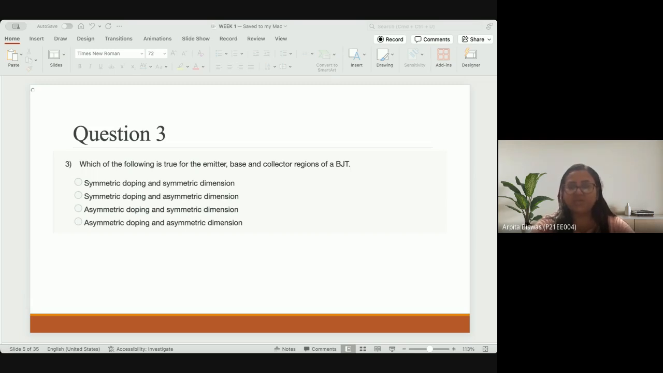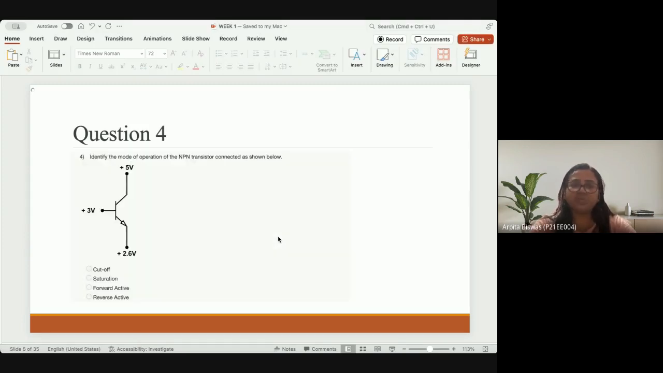If you see the BJT, the base region, emitter region and collector region, you can see the difference. And later we are going to discuss why this is different, why asymmetric doping is required, why the dimension is different. So after two, three questions, we are going to discuss it. So the right option is option D.